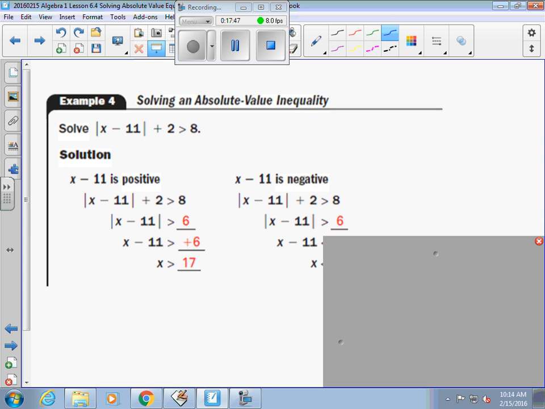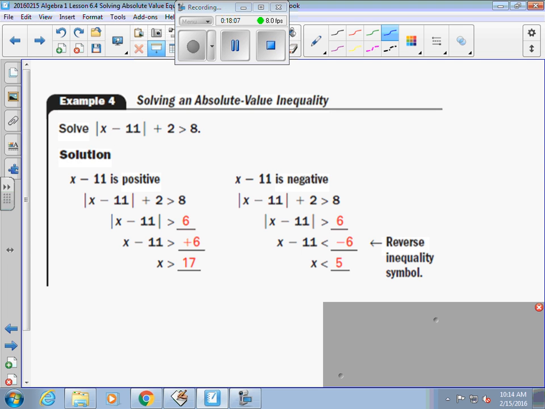But this time, take it from inside the absolute value symbols, get rid of them, still have it say x minus 11, but now reverse the inequality, make it say less than, and change positive 6 to negative 6. So now you got x minus 11 is less than negative 6. Add 11 to both sides, and you get x is less than 5.